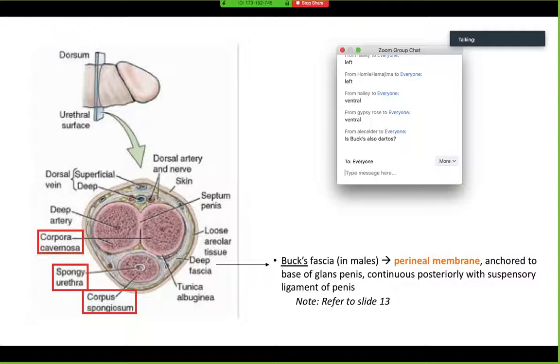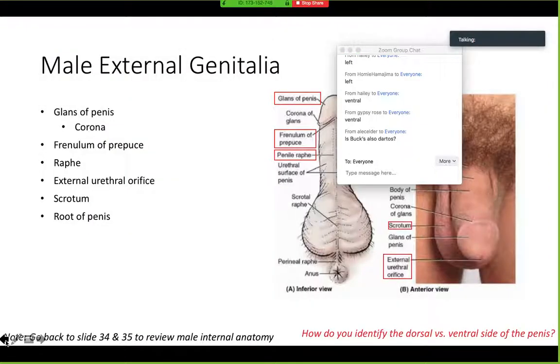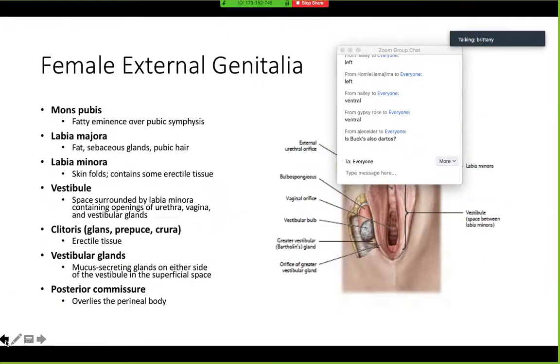Is Buck's fascia also dartos? Let me go back to this slide here.